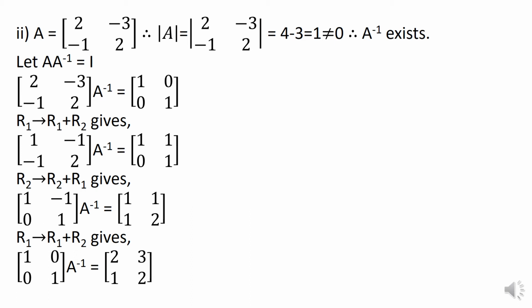Hope you are understanding the steps. You can pause the video wherever and observe it once again carefully. Thus, we get the identity matrix on the LHS, and on the RHS, the identity matrix is converted into a new matrix. So we write A inverse is the given new matrix which we found out.